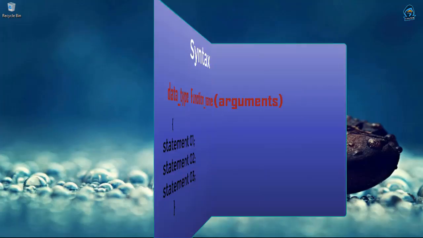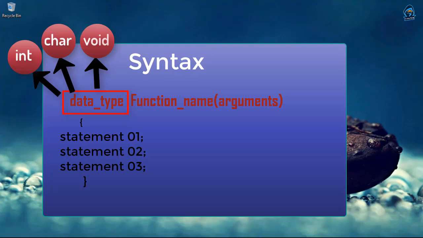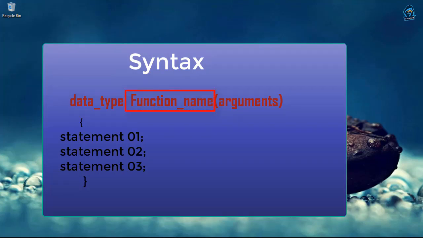The syntax starts with the type of the function, which may be integer, character, or void. Then the name of the function is mentioned. After the name, the arguments of the function are declared, or the variables that can be used within the function. And then the body of the function, where the code is written, with curly braces to start the function's body and to end it.